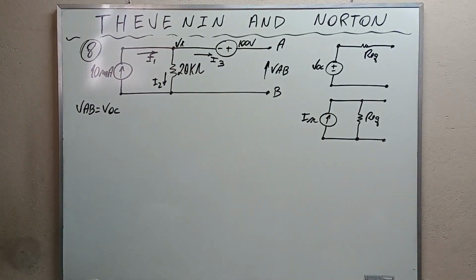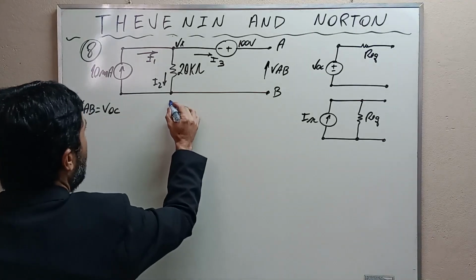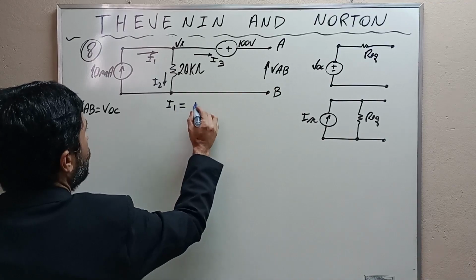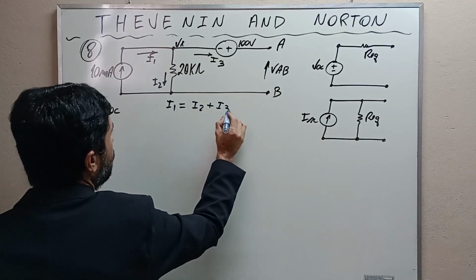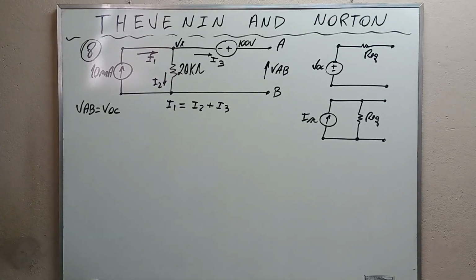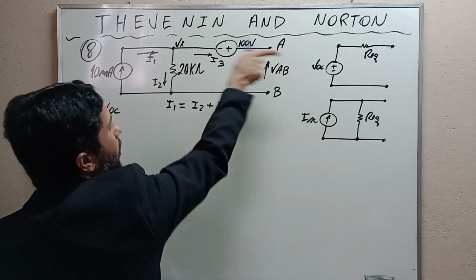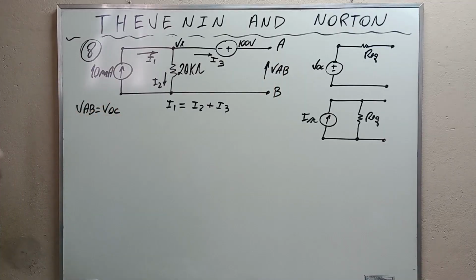Okay? What is the current entering the node? It is I1. Then I1 is equal to I2 plus I3. Observe that as terminals A and B are open, no current flows from the voltage source to terminal A, okay? This is open. This is open. No current will flow there because it is open.